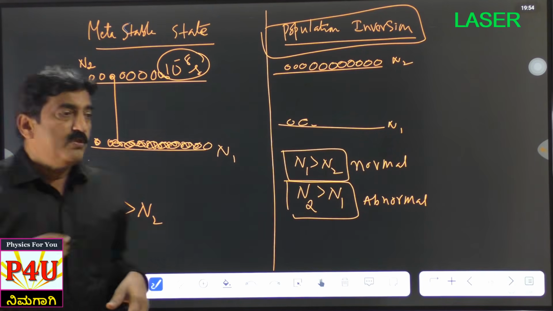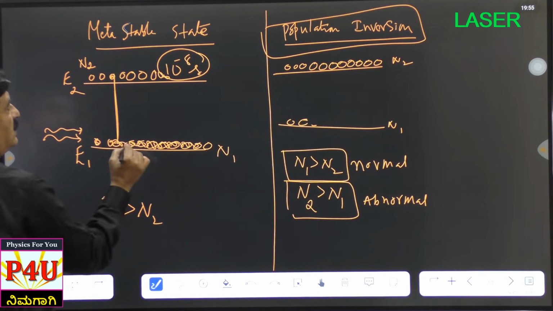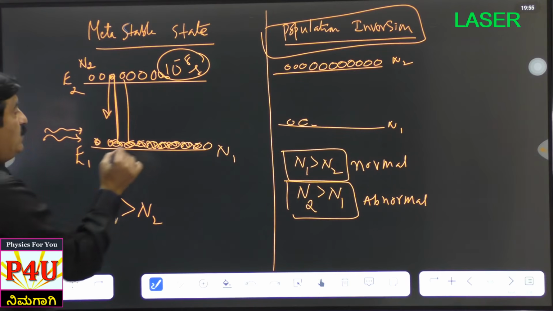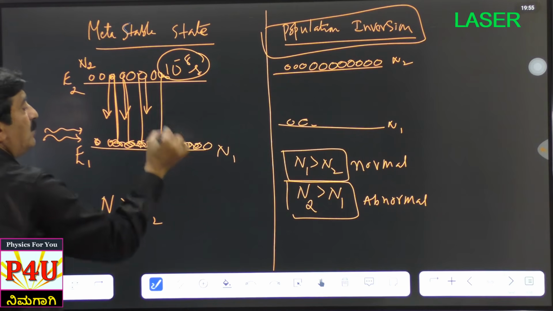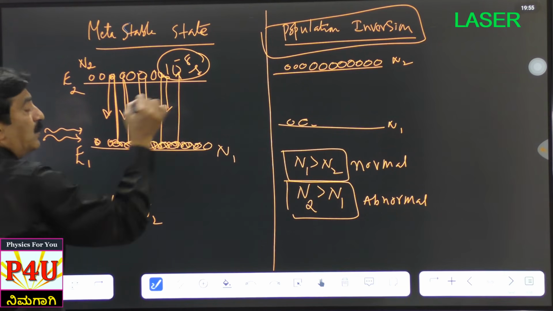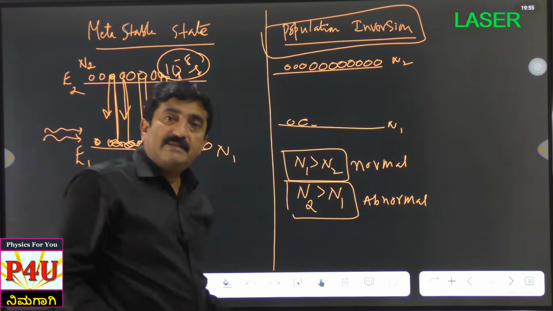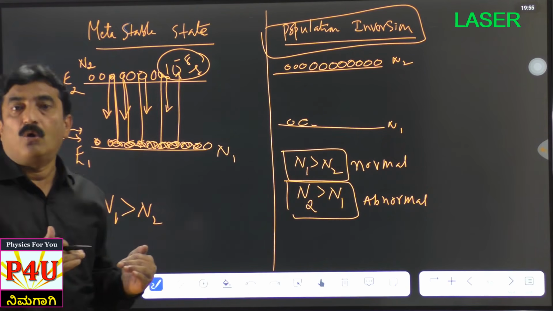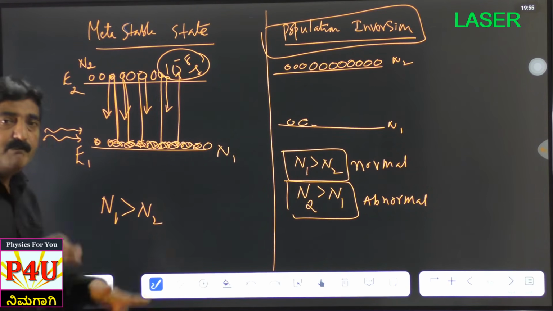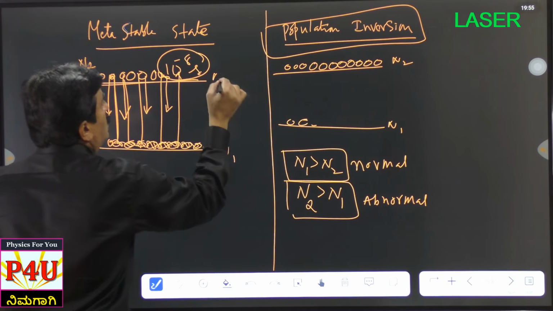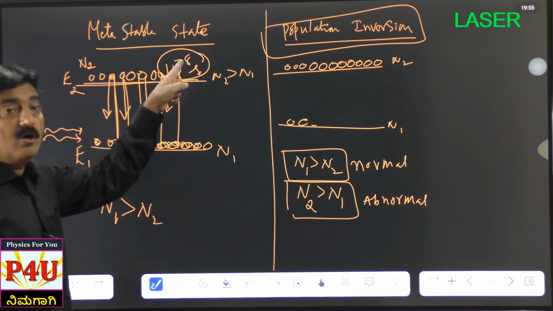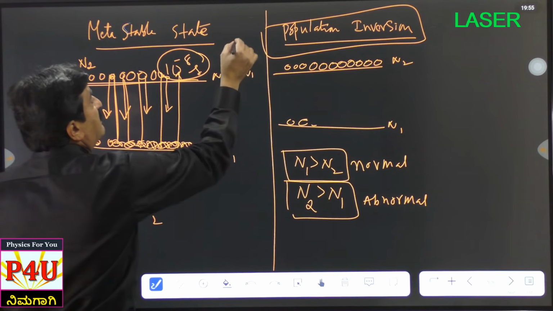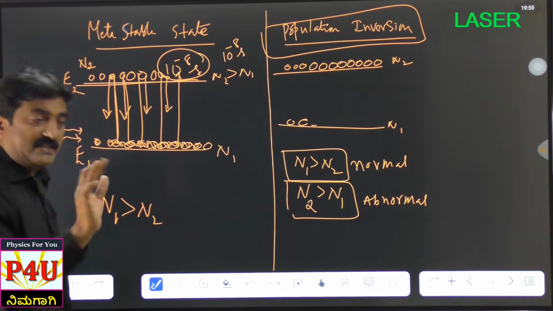Now you sent one atom, and by the time you send another, this one will have fallen down. By the time you take this one up, this will come down. Like that, when you keep exciting the atoms, atoms will come down also. That means it is impossible to achieve N2 greater than N1 in the upper level because they are short lived. The lifespan is very small, about 10 power minus 8 second.